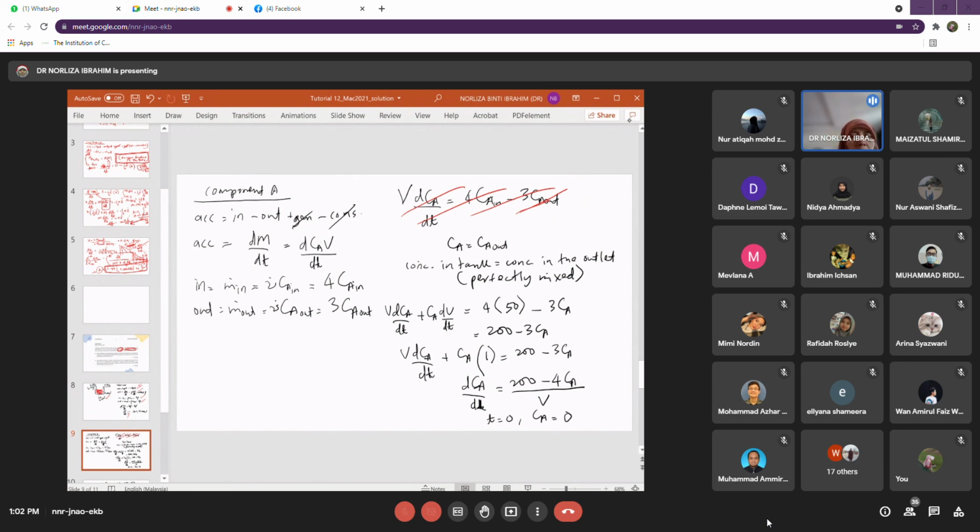So your M is CAV. So CAV, you expand it this way. So your inlet is 4 CA in, your output is 3 CA out, where your CA and CA out, CA here and CA out here is the same because perfectly mixed. So you expand this, you got this one.